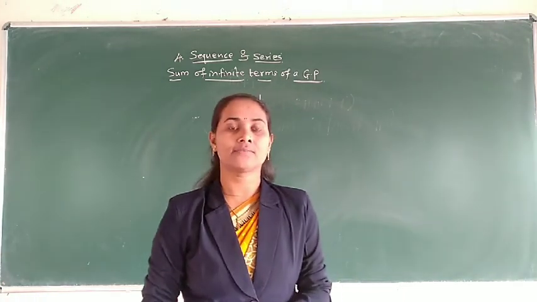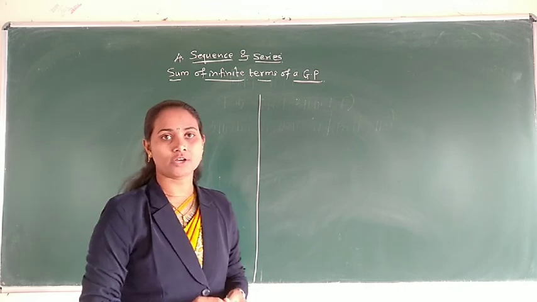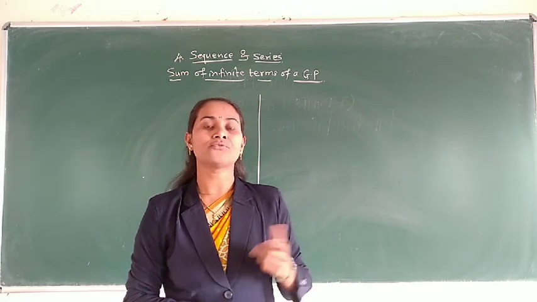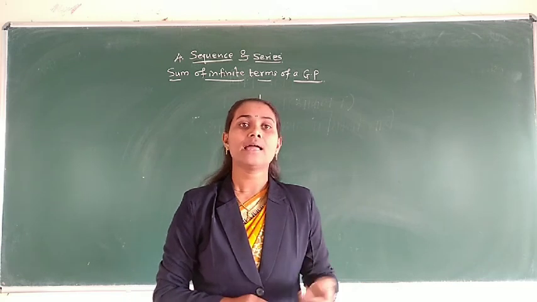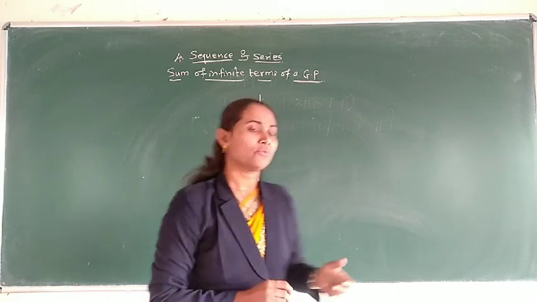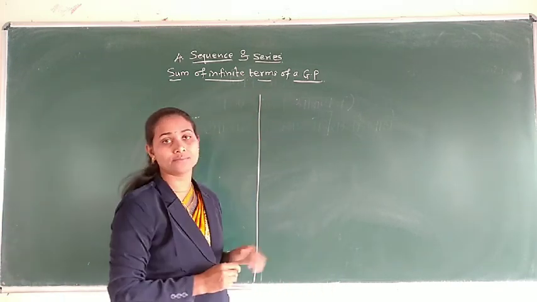Today we start our new point in sequence and series, that is sum of infinite terms of GP. Last time we saw the formula for the sum of a GP, that is Sn is equal to a into 1 minus r to the power n divided by 1 minus r. Now we have to define a new formula, that is sum of infinite terms of a GP.